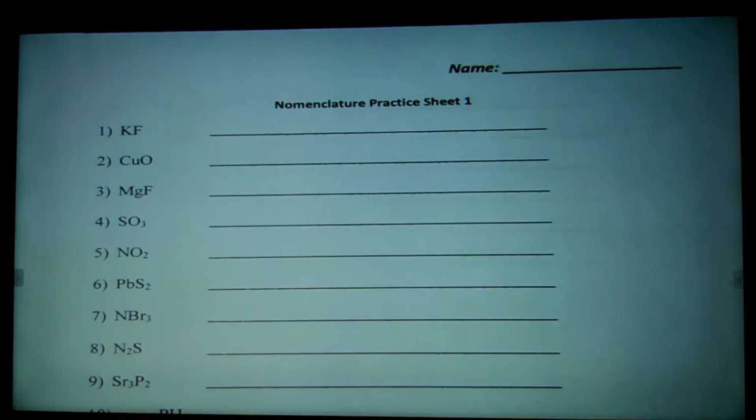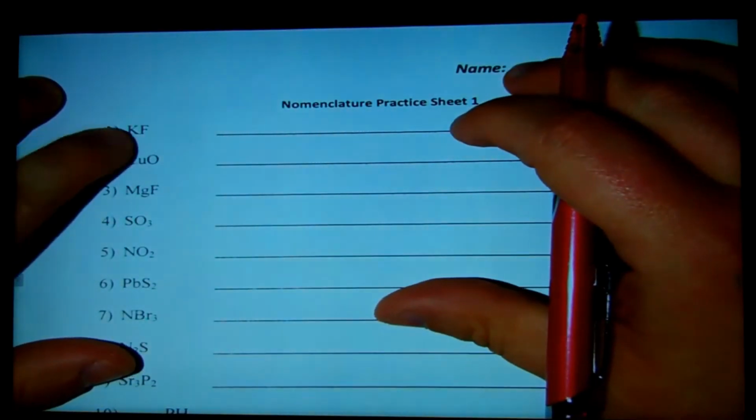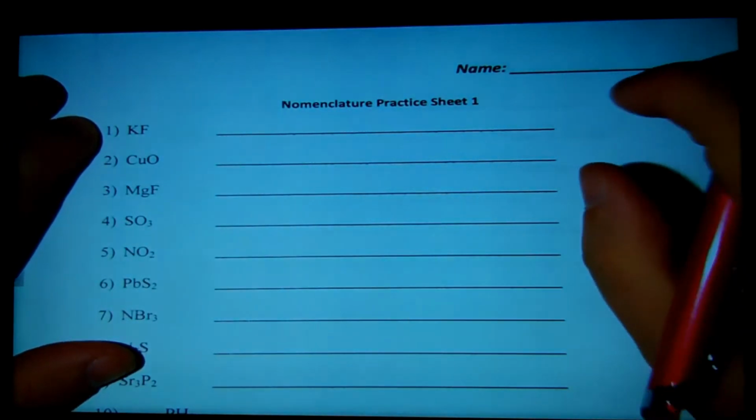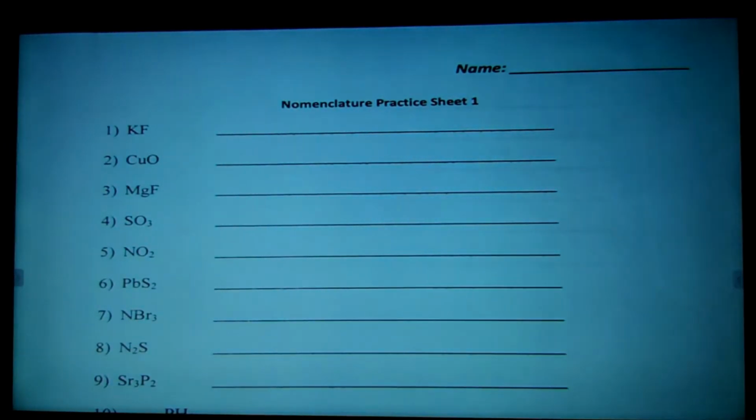So in this case, we have KF. This is what you got to be able to realize. I'm not going to be pulling the periodic table in and off on this. I love y'all dearly.